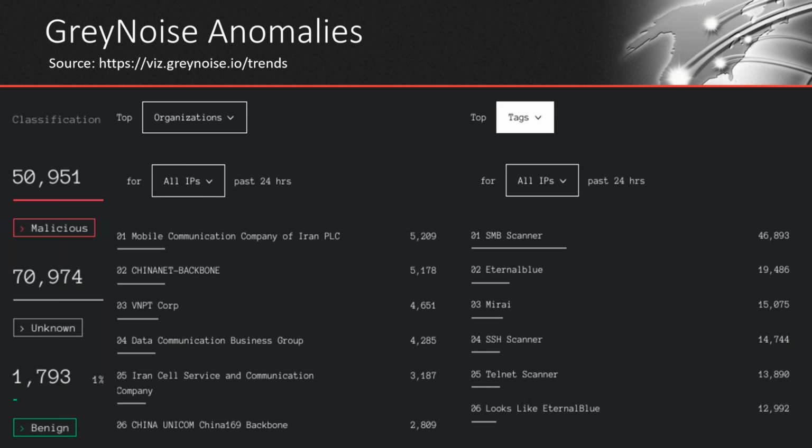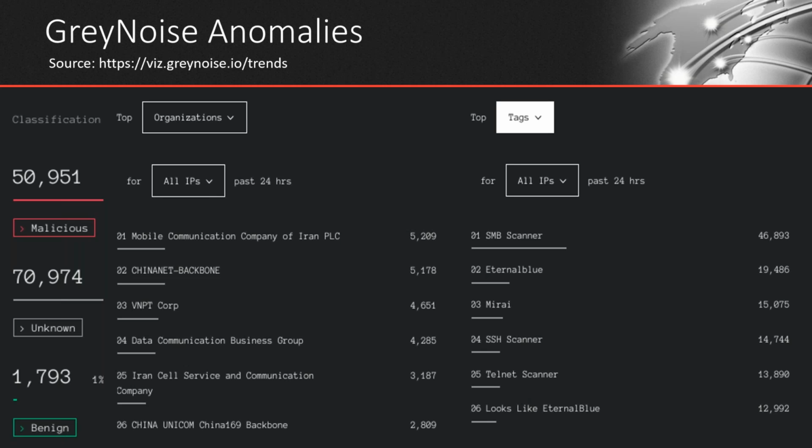Recent GreyNoise activity shows two Iranian communications companies arriving in the top 5 this week, while the share of malicious IPs is slightly down again from prior reporting. ChinaNet Backbone and VNPT dropped to number 2 and 3, while the mobile communication company of Iran rose to the number 1 spot.